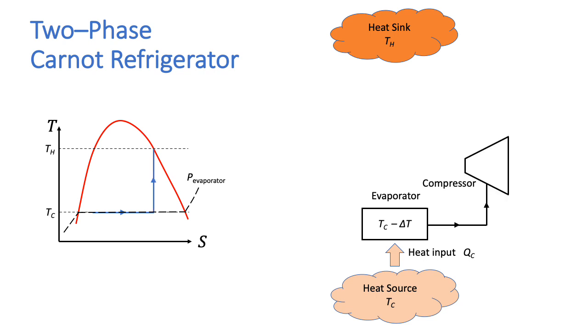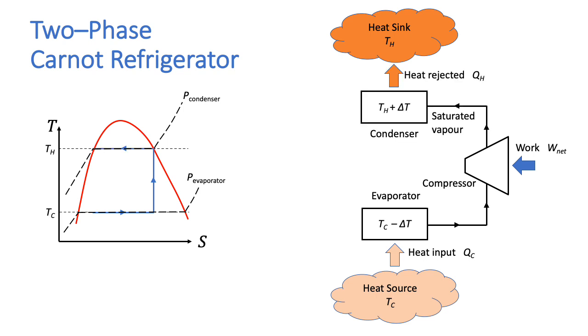We get a two-phase mixture coming out of the evaporator, and this is now compressed isentropically until it reaches the temperature TH. Work is supplied to the compressor to drive it. We select the pressure of the condenser so that the saturation temperature is just above TH. Saturated vapor goes into the condenser and it loses heat to the heat sink at temperature TH.